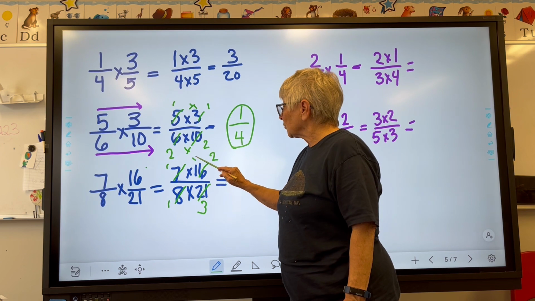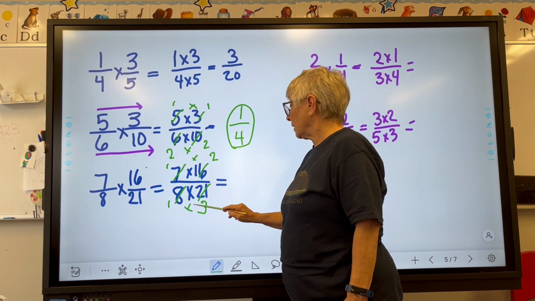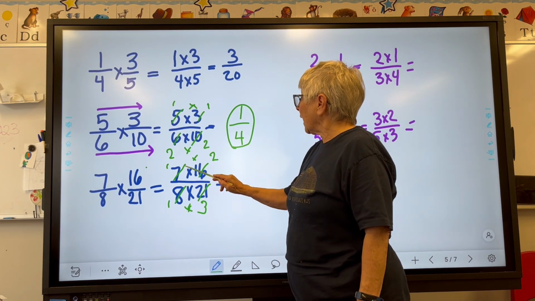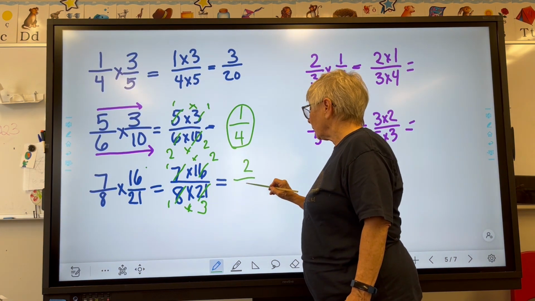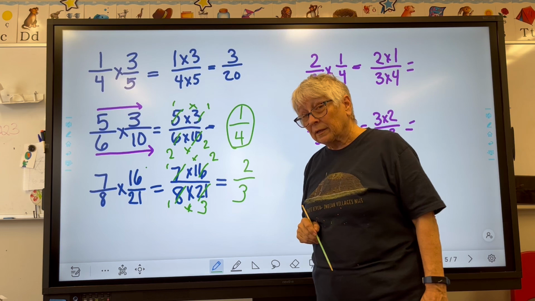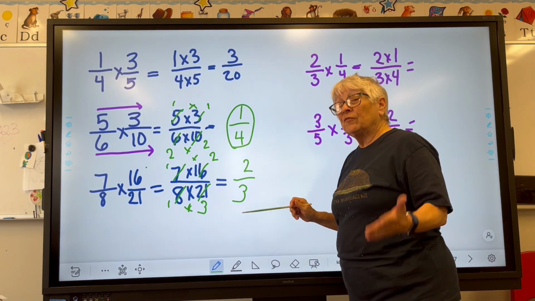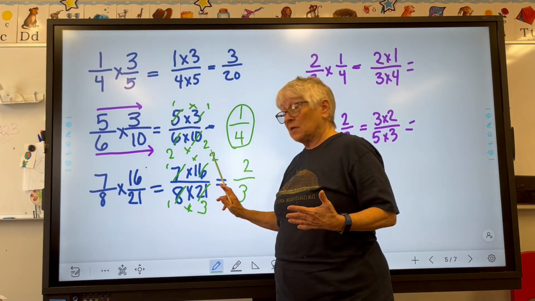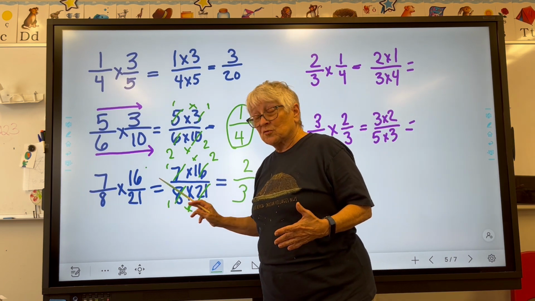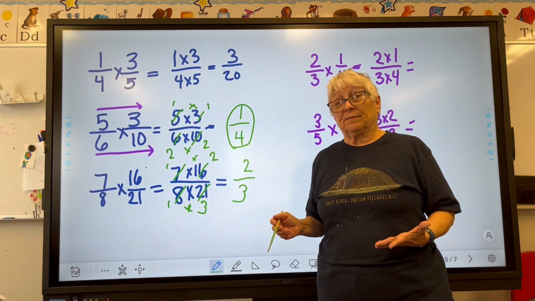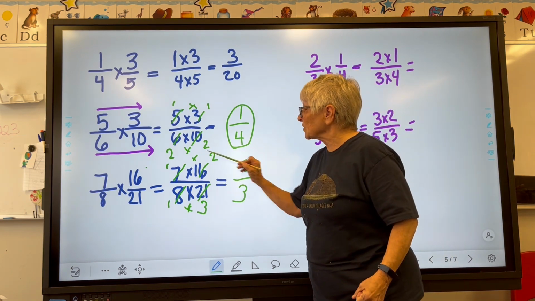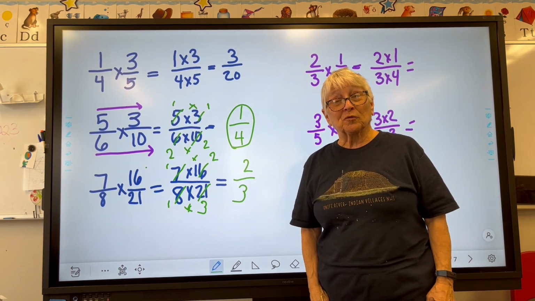So now I multiply. And 1 times 2 is 2. And 1 times 3 is 3. Now, if you want to multiply 7 times 16 and 8 times 21, you can, but then you have to reduce it. And it's a lot easier to reduce it before you multiply.